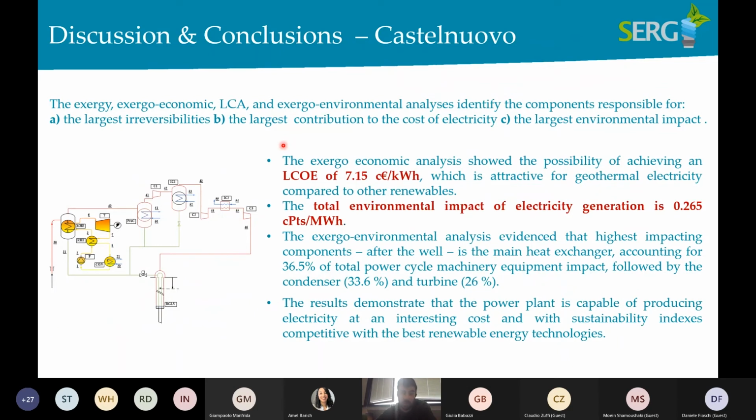To sum up what was done for Castelnuovo, this whole process allows us to identify the largest irreversibilities, both from an environmental and economic point of view. We found that the cost of Castelnuovo electricity is 7.15 euro cents per kilowatt hour, and the environmental cost of electricity generation is 0.265 centipoints per megawatt hour. In this case, the component which needs to be well designed is the main heat exchangers, which account for 36.5% of the total power cycle machinery equipment impact, while the wells are the main responsible for the economic and environmental impact.